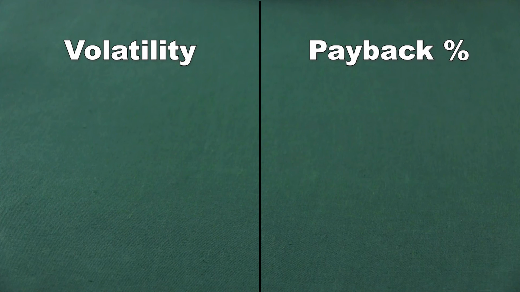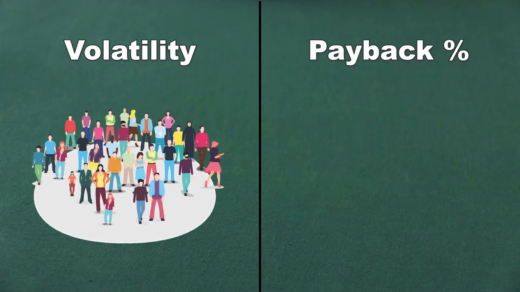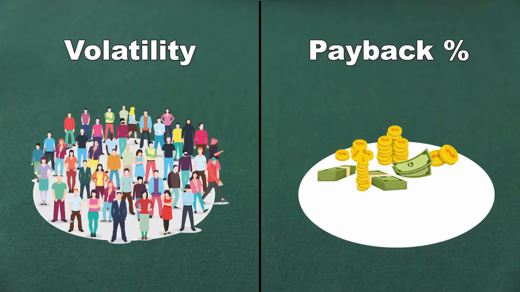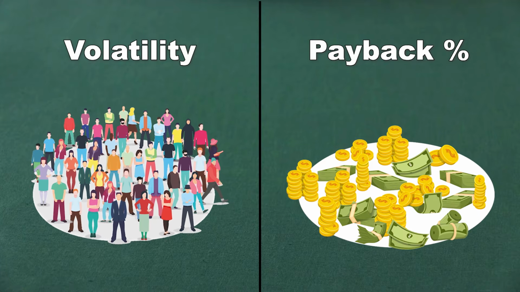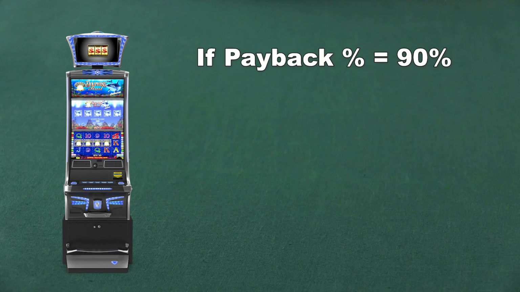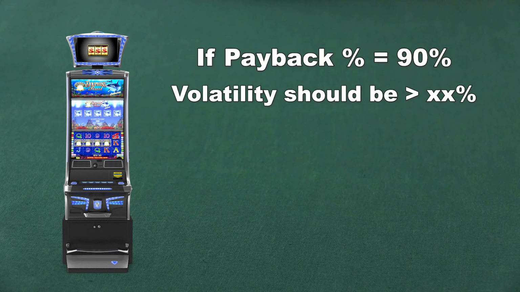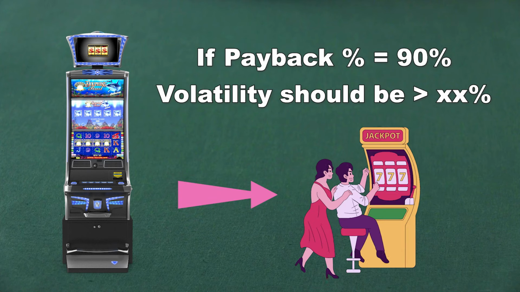So what is volatility? Think of volatility as how many winners will there be on a slot machine, while payback percentage is how much will those wins be worth overall. Volatility is probably the most important thing for a game designer when figuring out how to make a game enjoyable for the player. Say I want to make a game that has a 90% payback percentage. How volatile should the game be to make it enjoyable?